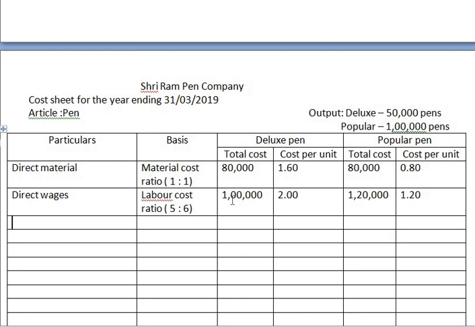Okay, so direct expense is not given in the problem, right? So this itself we call it as what? Prime cost. It is prime cost. Okay, yes, make total now. 1,80,000 and this will be 3.60 and here it is 2 lakh and 2. Okay. The next is add factory overheads.